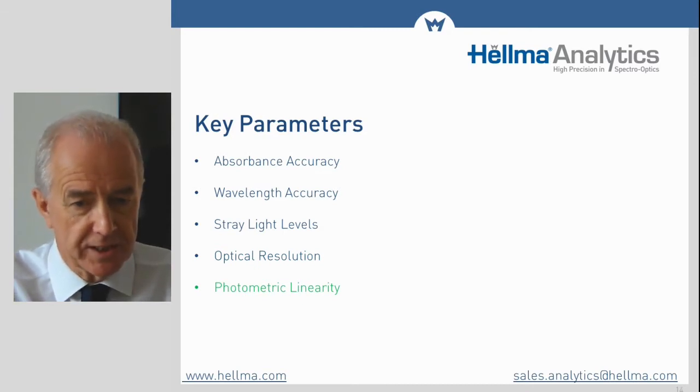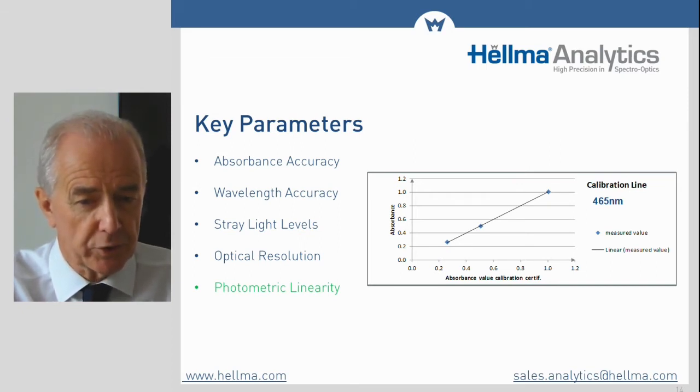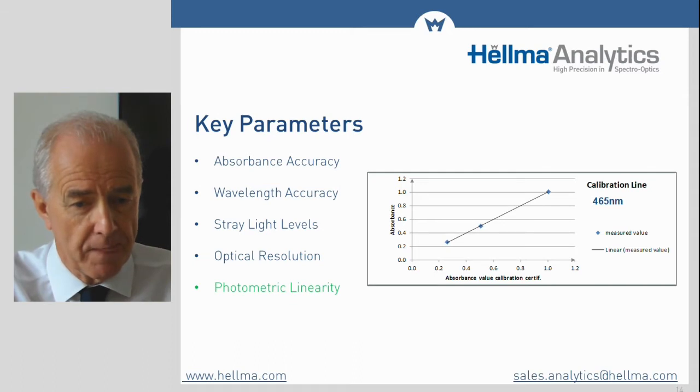Photometric linearity is a new test introduced in the latest European Pharmacopoeia. For compliance, this involves checking at least 3 absorbance levels and plotting the linearity between them. This is a good and practical check of system performance.